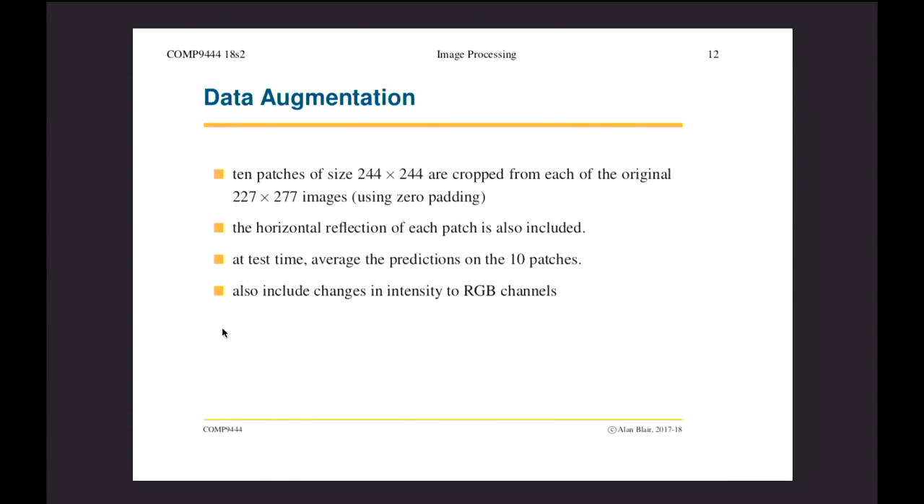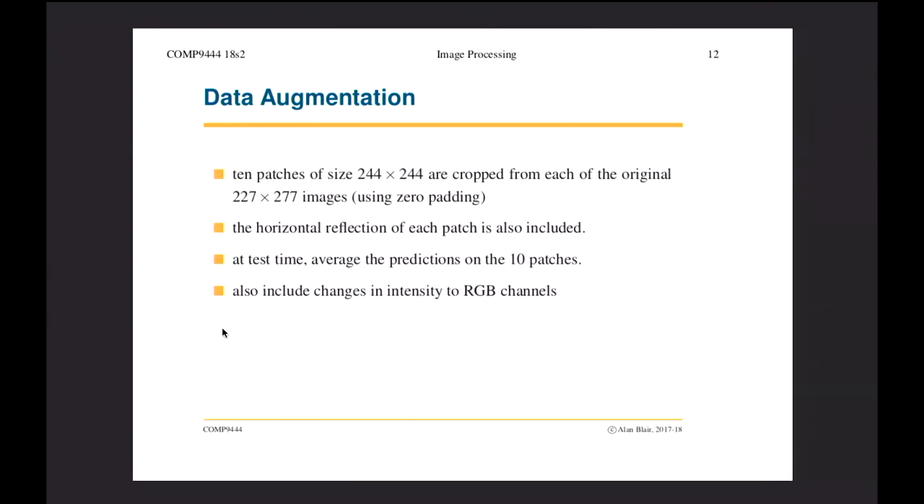Because I'm cropping, my network now is expecting an image of size 224 instead of 227. So what do I do when I'm actually testing an image? Well, I'll crop the test image in 10 different ways as well, and then I'll feed all 10 of them into the network. I'll get 10 different predictions, and then I'll average them out. So these are just little tricks for improving the accuracy.